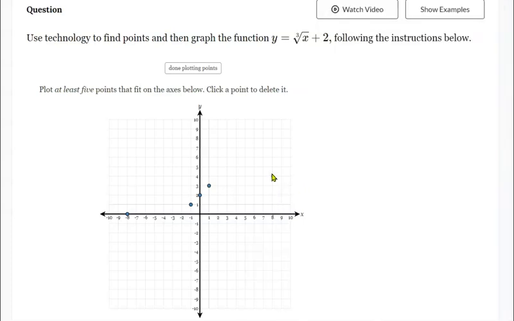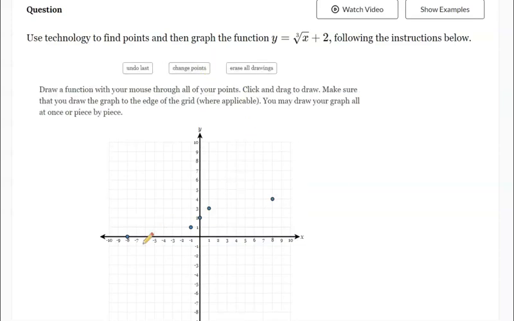All right, so now 1, 2, 3, 4, 5. I plotted 5 points. And now I'm going to start connecting by drawing this way to get my arrow.